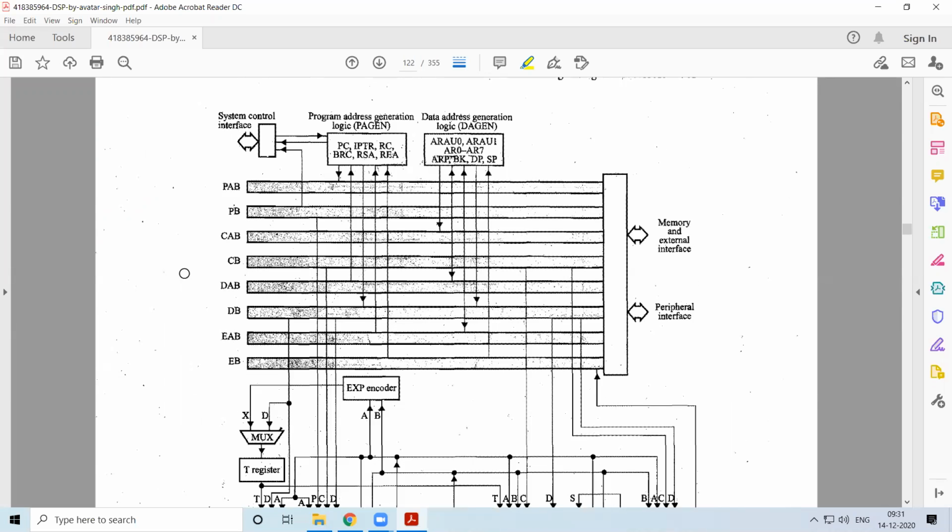Apart from that, we discussed that for the 54XX, we have four pairs of buses. That is the program address bus and the program bus, where one is used for the address and the other is used for the data. Similarly, we have CAB and CB, DAB and DB, EAB and EB. These are the buses which are available. Therefore, there are in total four pairs.